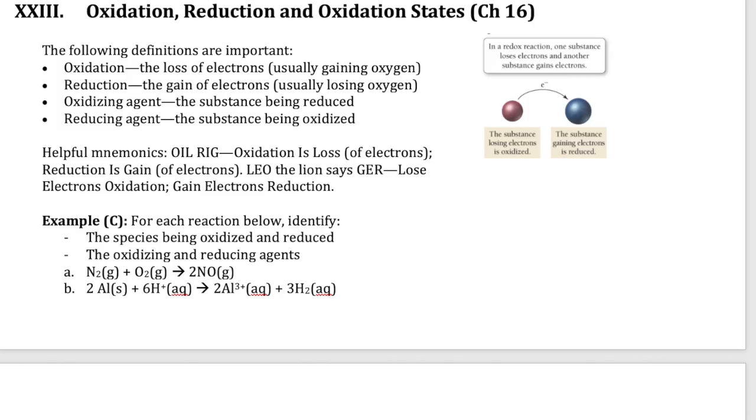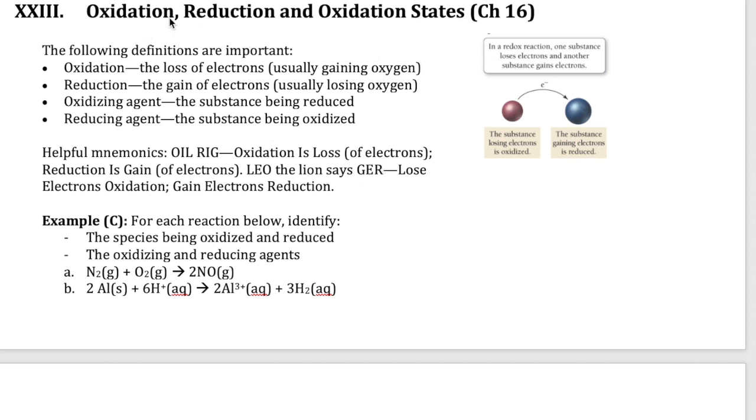Hi everyone, we're going to continue here with chapter 16, which is our last chapter in this term. And this is going to discuss oxidation reduction reactions. And in this particular part of it, it's going to talk about something called oxidation states.